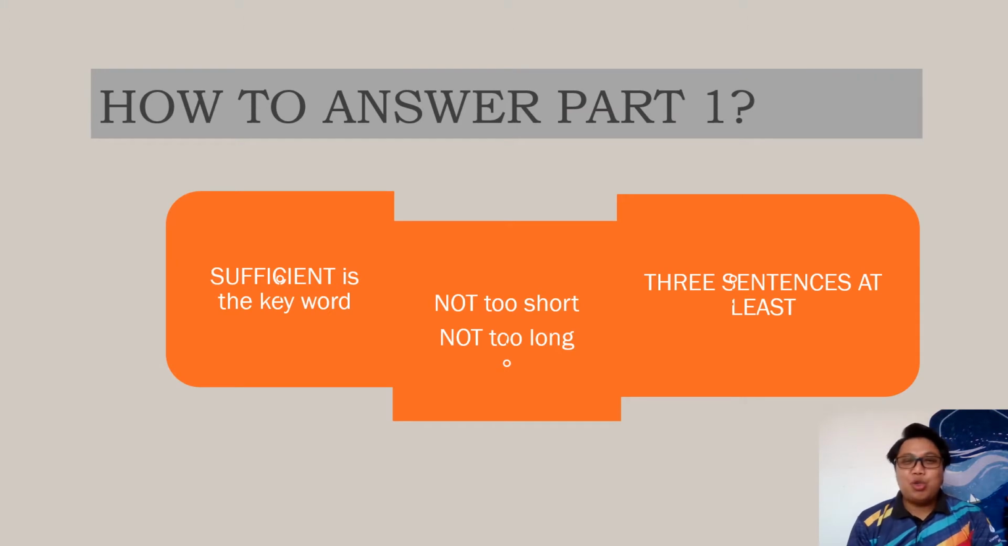Now, let's go to how do we answer part 1. Part 1 is quite a simple version of the test. It requires you to just answer the questions given by the interlocutor. The teacher might ask you, what is your name? How are you? How do you come to school? So you need to answer all these questions.